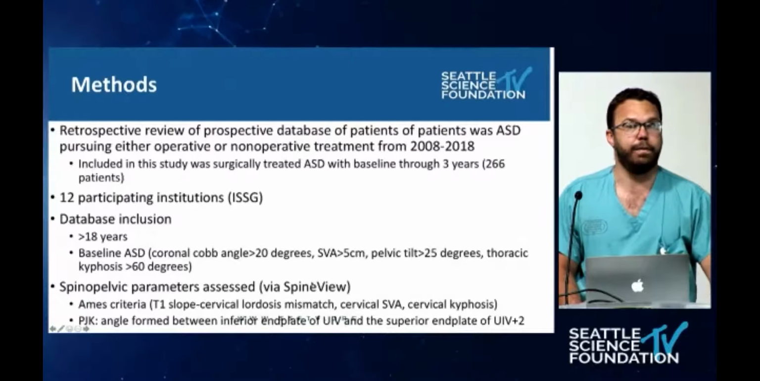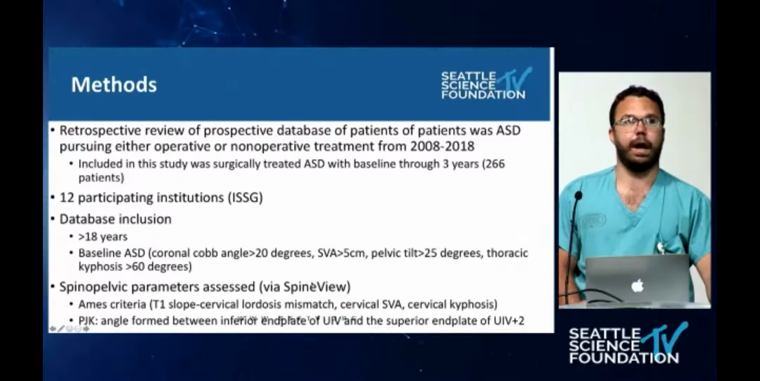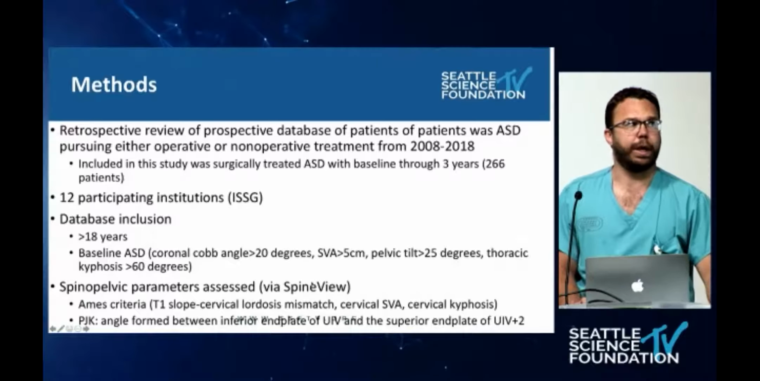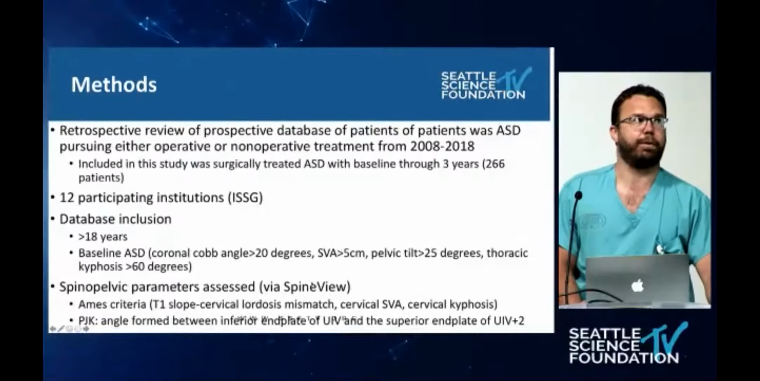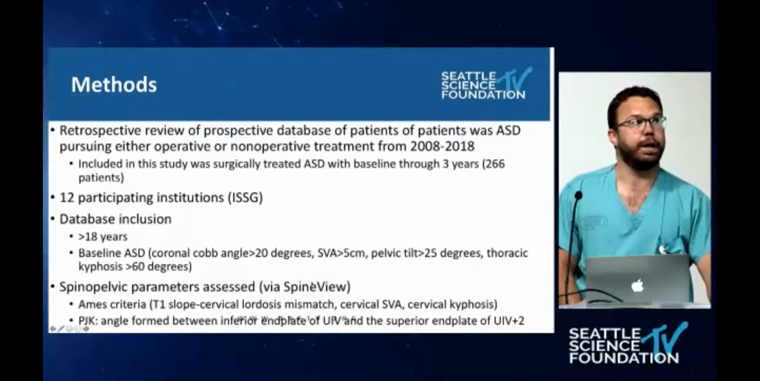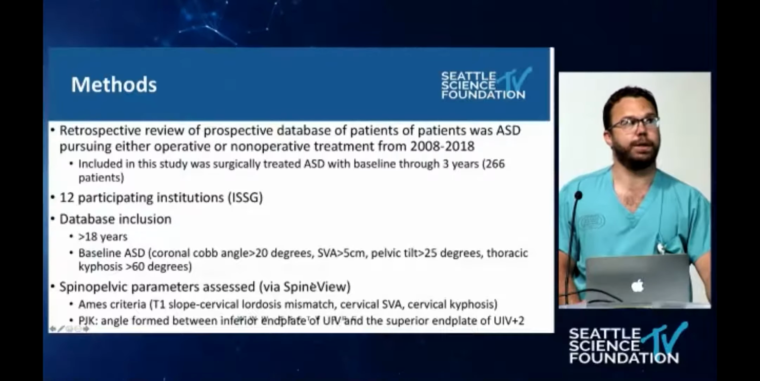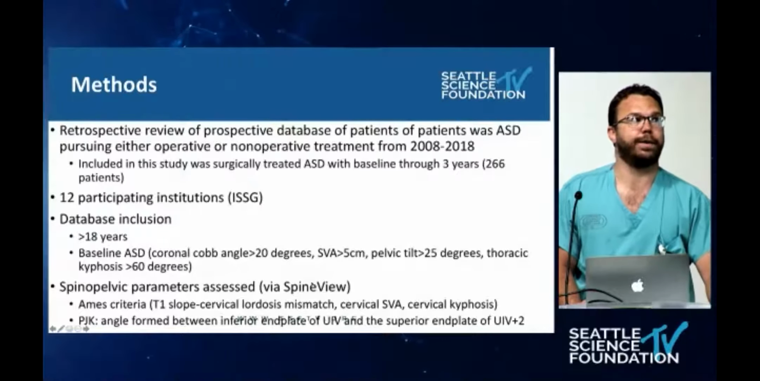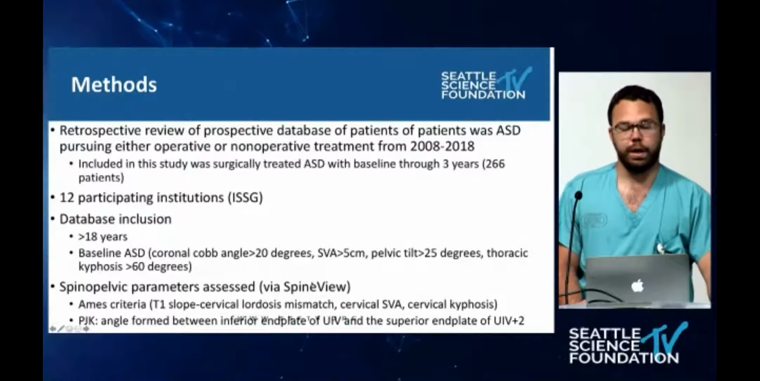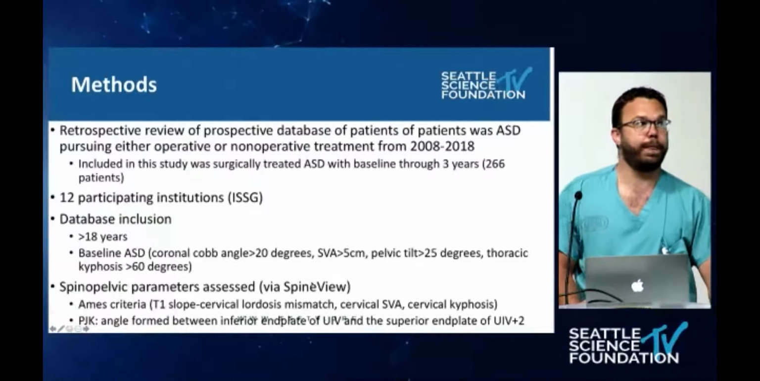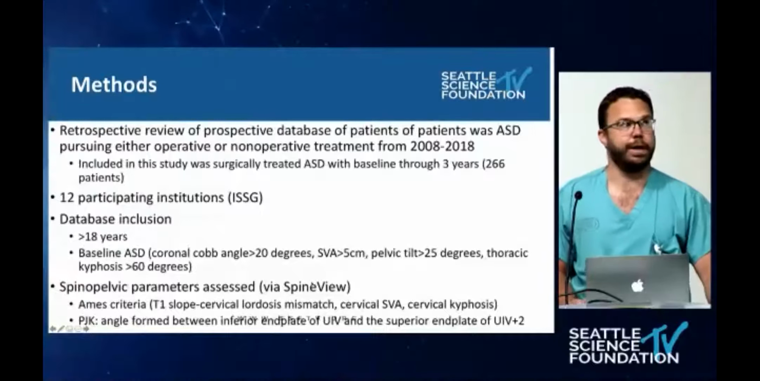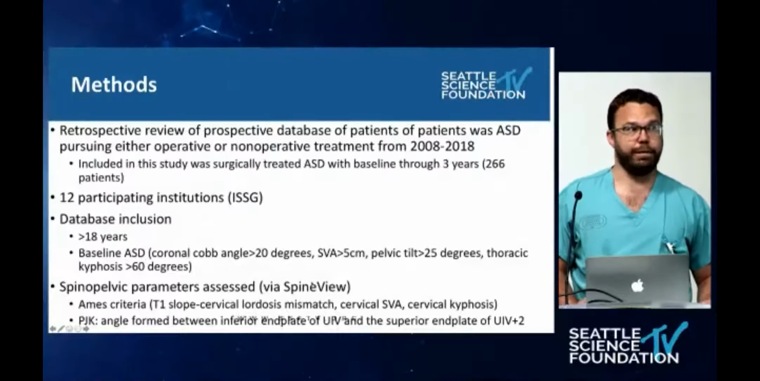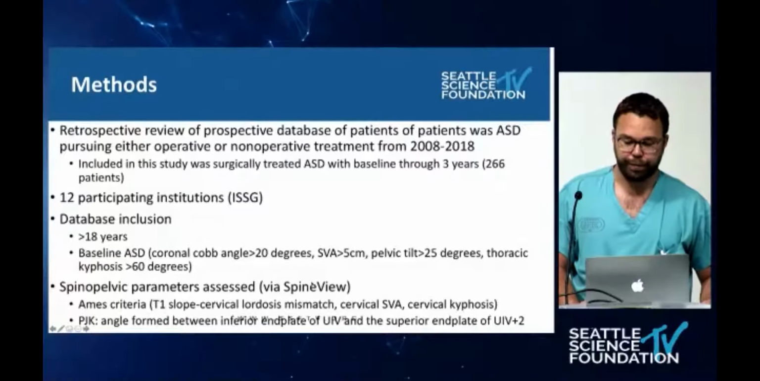With these patients, they used SpineView software to assess all the spinopelvic parameters. They used the AIMS criteria, which is T1 slope cervical lordosis mismatch, cervical SVA, and cervical kyphosis, and also they assessed PJK, which they defined as the angle formed between the inferior end plate of the UIV and the superior end plate of the UIV +2.